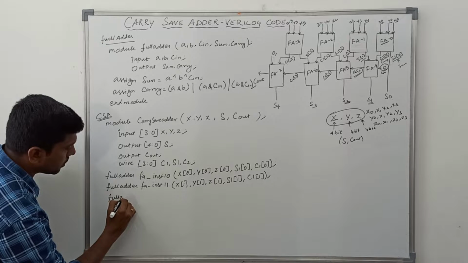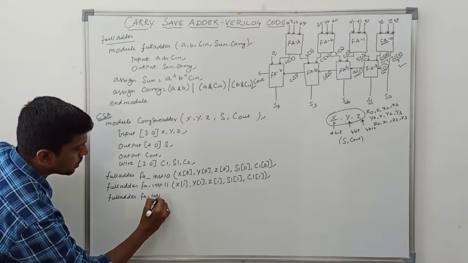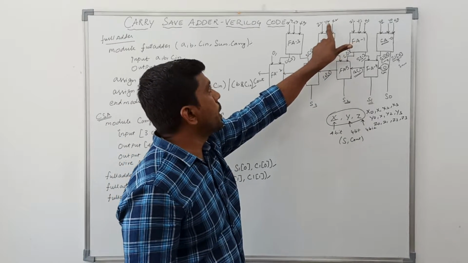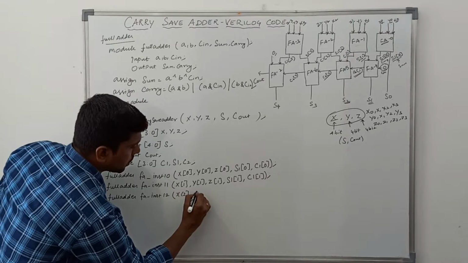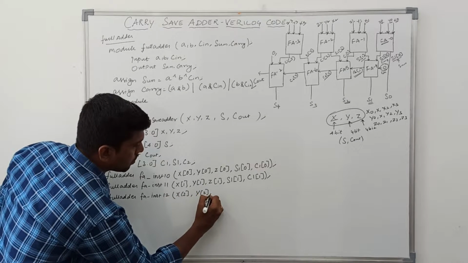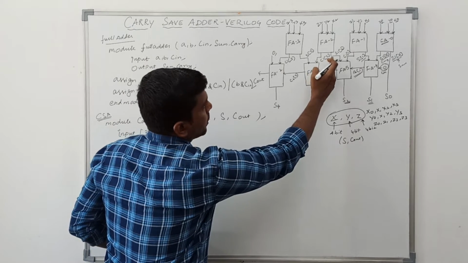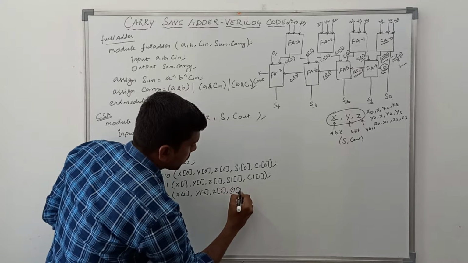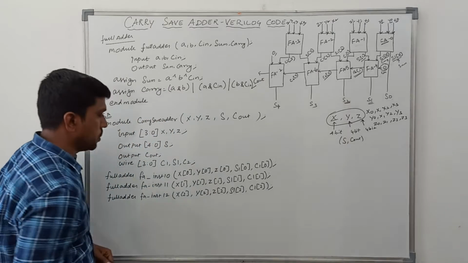Then full adder FA1 2. Here input is X2, Y2, Z2. So X of 2 comma Y of 2 comma Z of 2, comma output is S1 of 2, C1 of 2. So S1 of 2 comma C1 of 2.